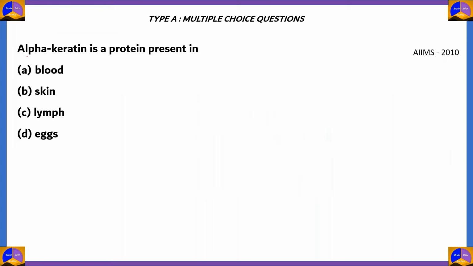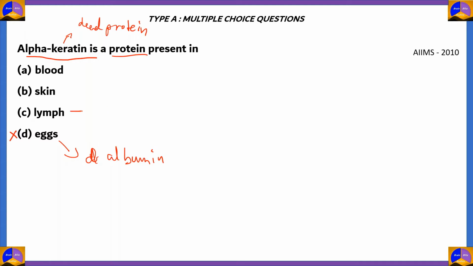Next question. Alpha-keratin is a protein present in A, blood, B, skin, C, lymph, D, eggs. Keratin is a dead protein found in the body. Let's look at our following options. Option D, eggs. Eggs have the protein albumin and not alpha-keratin. So option D is incorrect.